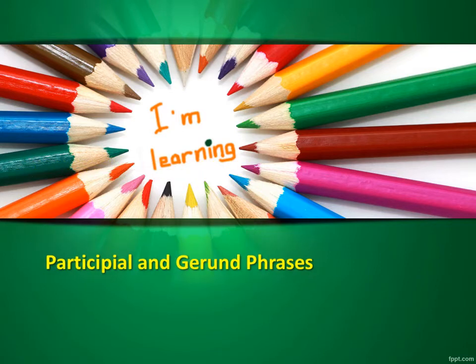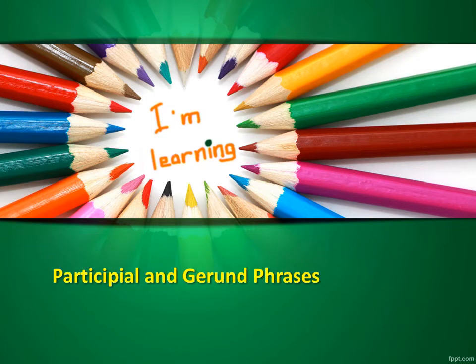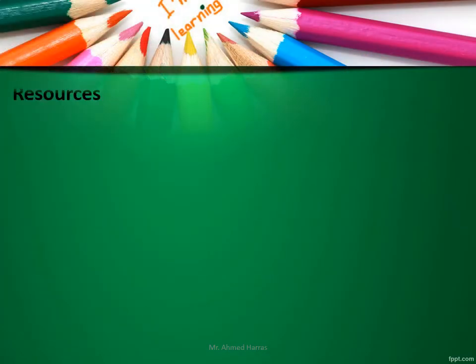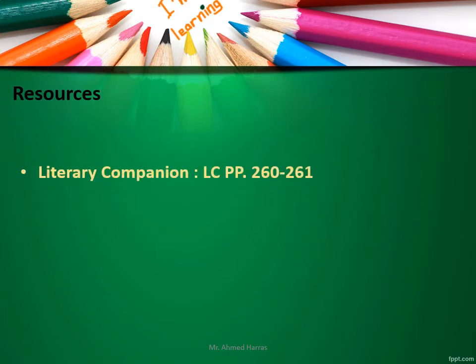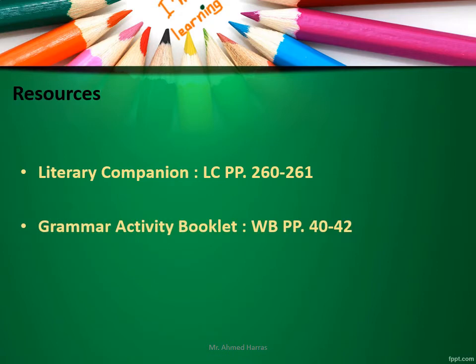Our lesson today is participle and gerund phrases, in week 14, unit 6, lesson number 4. Our resources are: first is the literary companion, pages 260 and 261. Number 2, the grammar activity booklet, pages 40, 41 and 42.